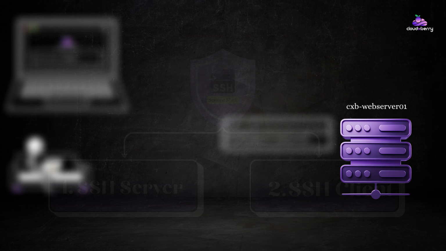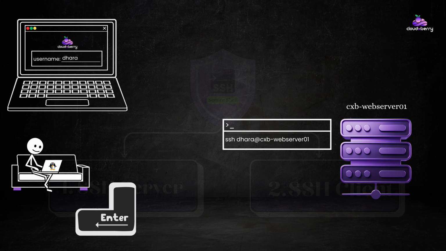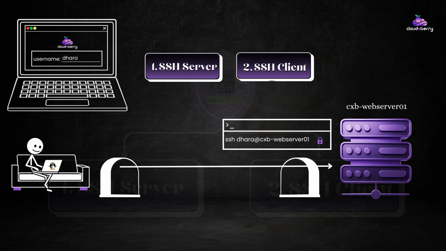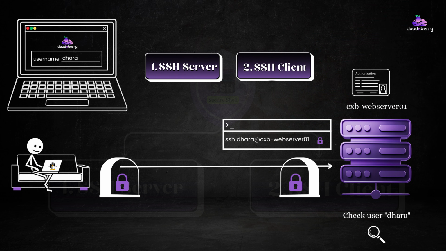To connect to a server, you typically run a command like this. When you press enter, two important things happen. First, the client and server establish an encrypted connection. This creates a secure tunnel between the two machines so that all communication is protected. Second, the server needs to verify your identity. In other words, it needs to know that you're actually authorized to access the machine.